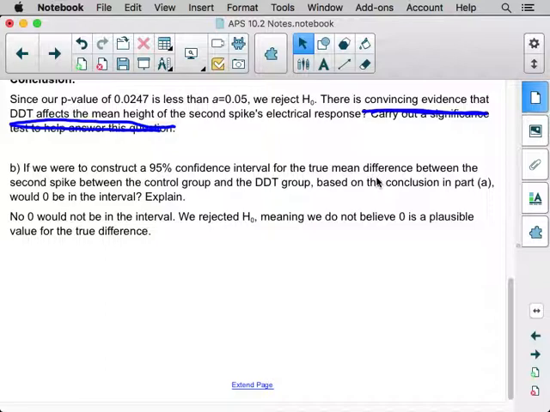Like, are you in the 95% of people who got threes?